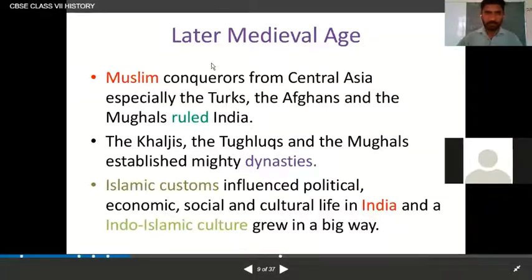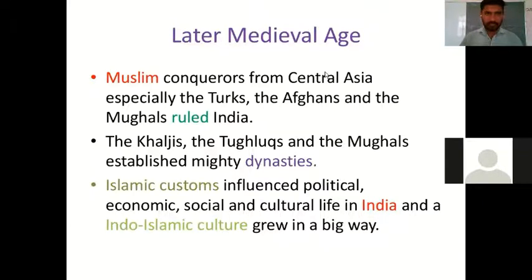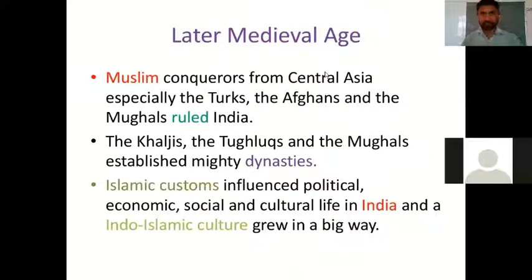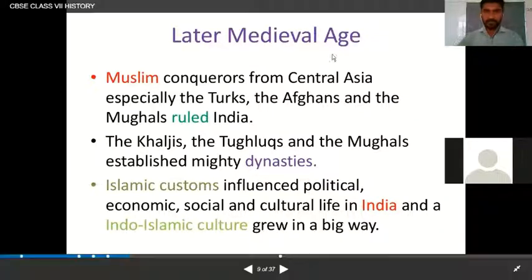So these were the two phases of the medieval age. That one was the early medieval period, 8th to 13th, and then when Muslims came in, that is called the later medieval age, that runs from 13th to 18th century.